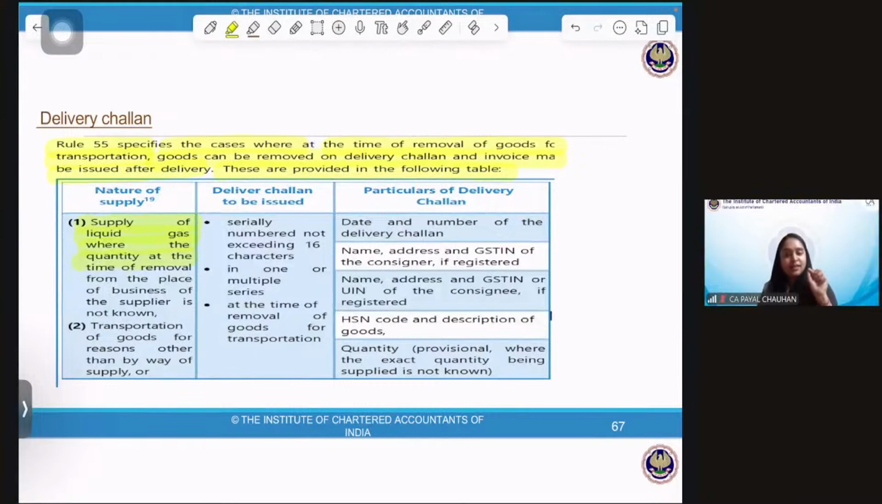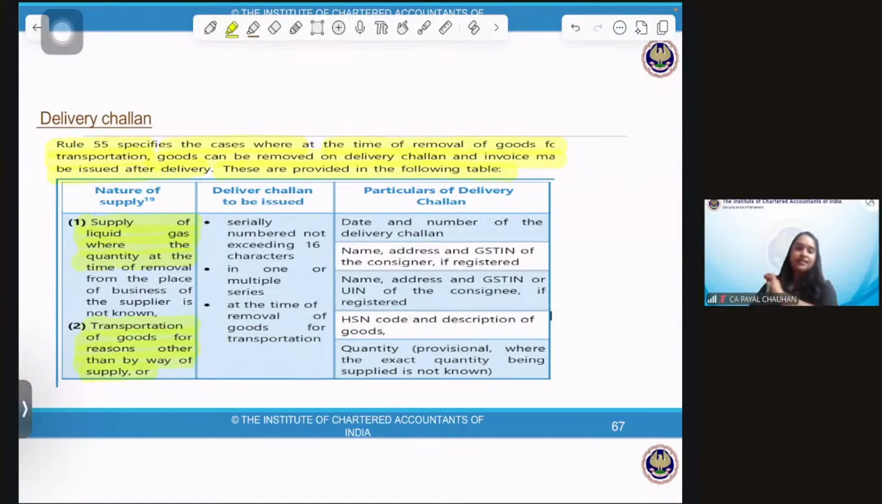Okay, I'll give you a simple example. Sometimes when I start the movement of the goods, I don't know what quantity will be given to the recipient. And that is the example of LPG gas, the gas which we have in the pipeline. While we supply the gas, we don't know what the consumption will be on your part. So we'll issue a delivery challan. Then, transportation of goods for a reason other than by way of supply.